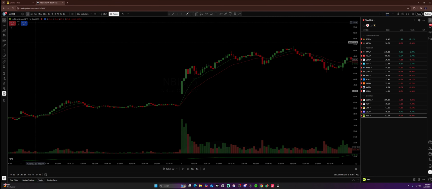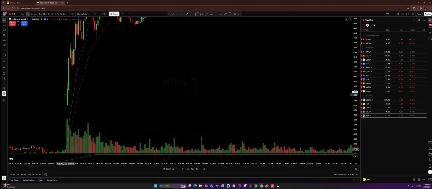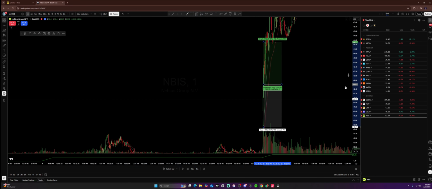You can see Nebius right here off of this breakout. Mind you, the breakout is the white line. Market opened right here. Absolutely ripped over it. You can take it anywhere around here, and you would have made money on that swing trade.